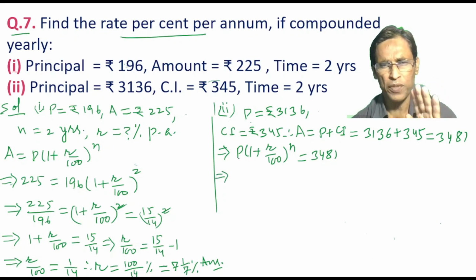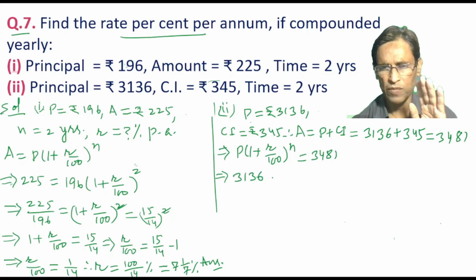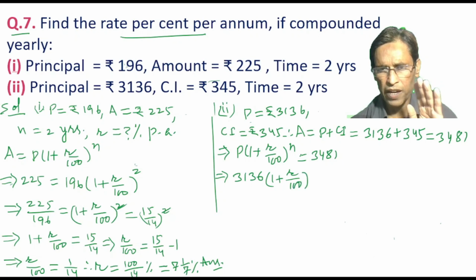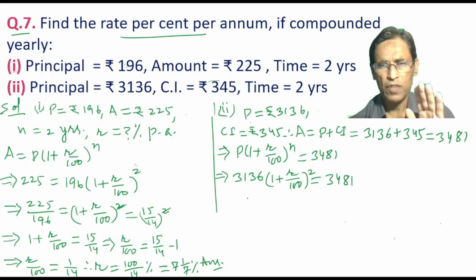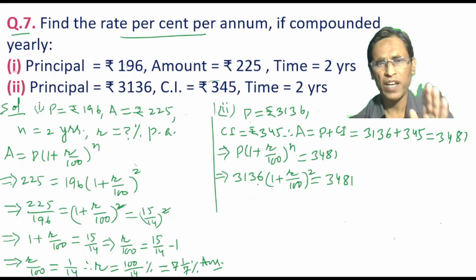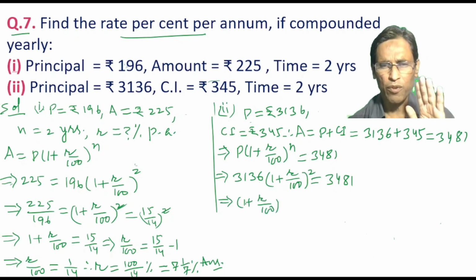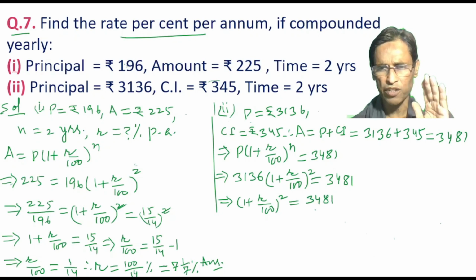Now we put the value of P from the information as it is 3136. So 3136 into 1 plus R by 100 as it is, and N will be 2, equal to 3481. Now we take 3136 from LHS to RHS. In LHS we have (1 plus R by 100) to the power 2. In RHS we have 3481 by 3136.